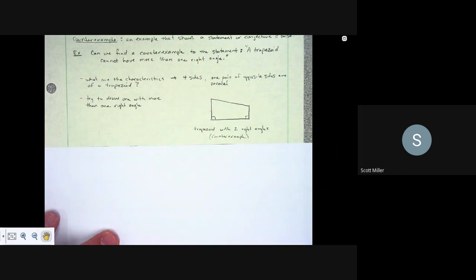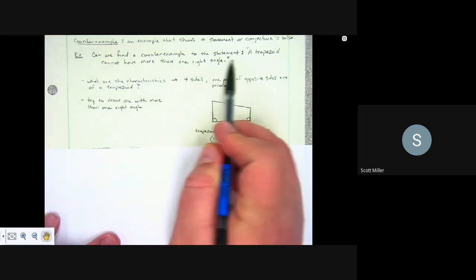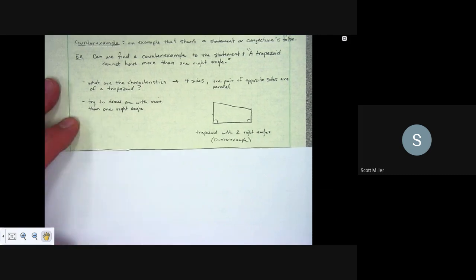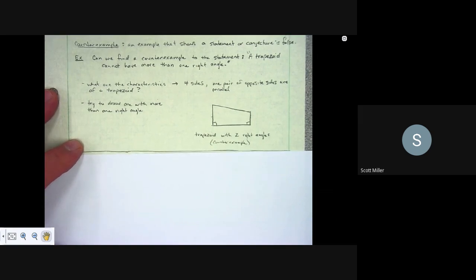So I have found a counterexample. This is a trapezoid that has 2 right angles, countering this claim. So this claim is false. That's how counterexamples work and what their purpose is. Okay. You'll come across statements that sometimes are true. You'll find some that are false. You need to be able to identify the false ones as they come up. So that's our inductive reasoning and counterexamples.